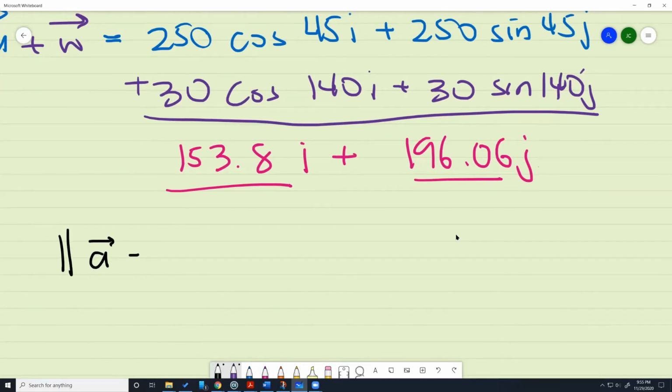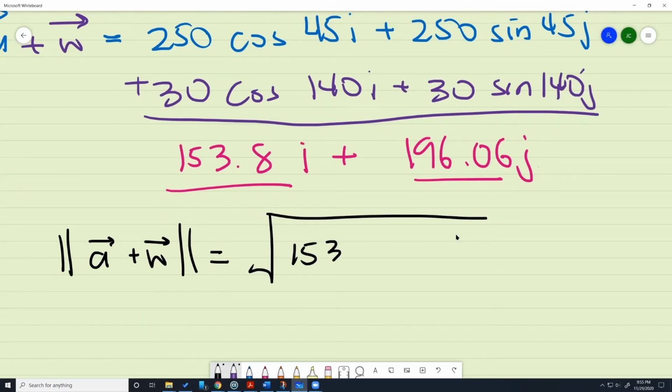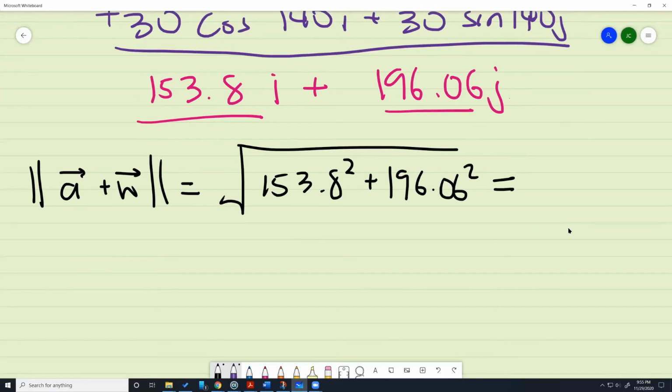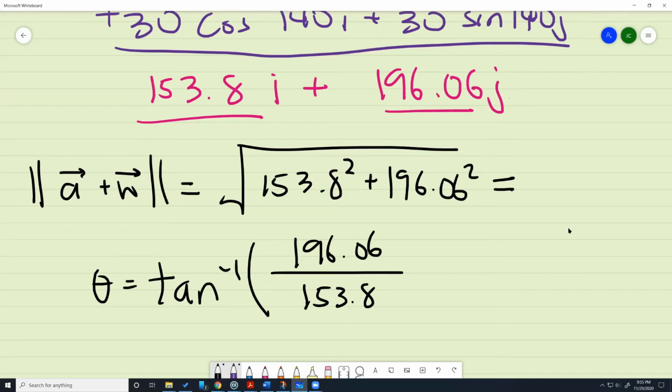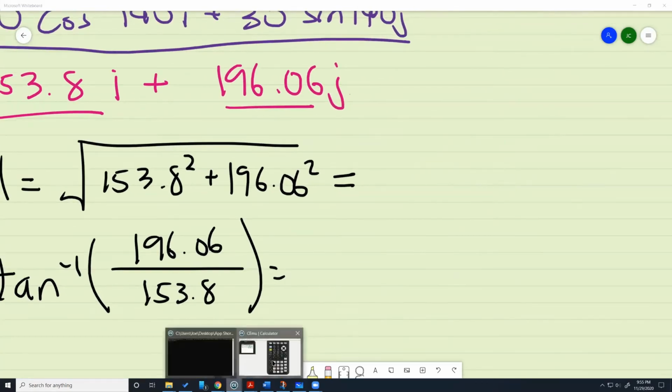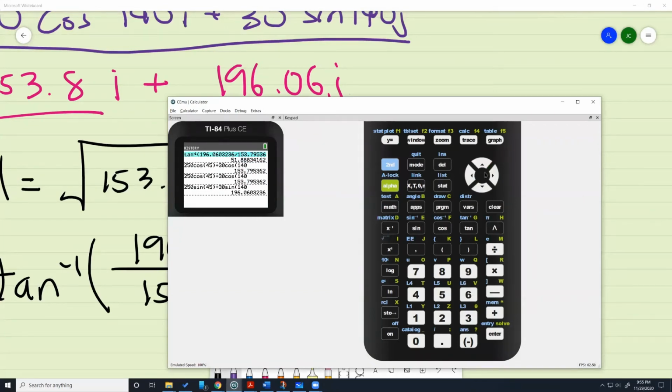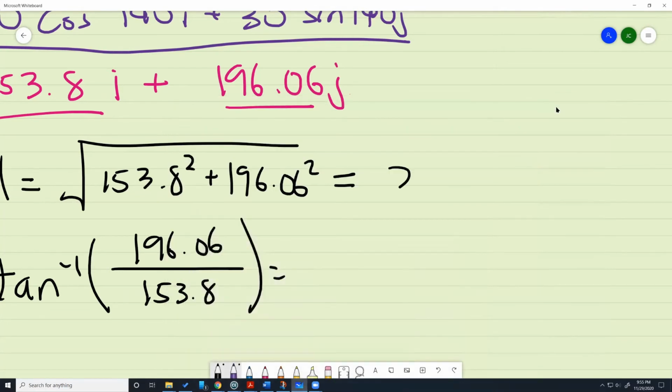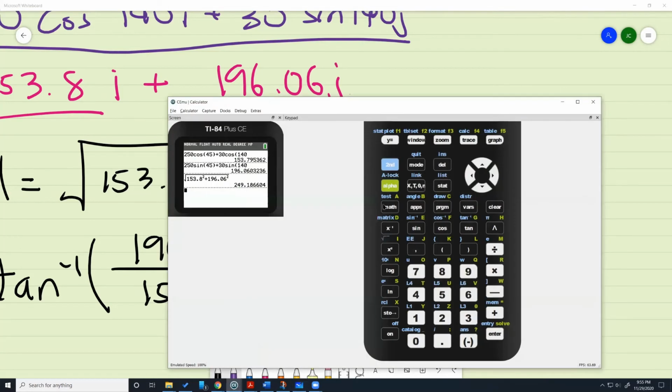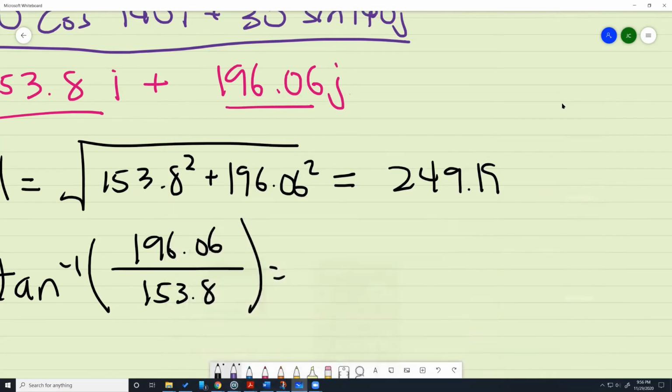So that is what I'm going to type in the calculator. We'll figure that out. And if you want the direction, it's going to be inverse tangent of vertical over horizontal. Okay, so let's do that. The magnitude is about 249.19, and the direction will be about 51.89.